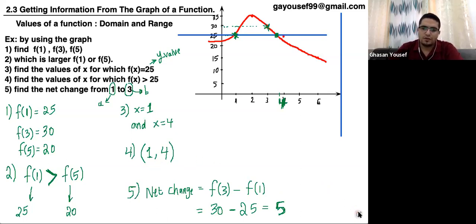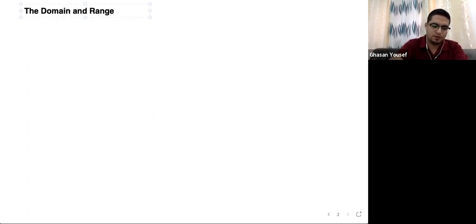Now we're going over the domain and the range from the function, from the graph. So now by using the graph, we can find the domain and the range for any function. So the domain and range from a graph.